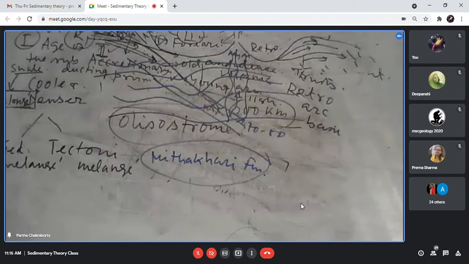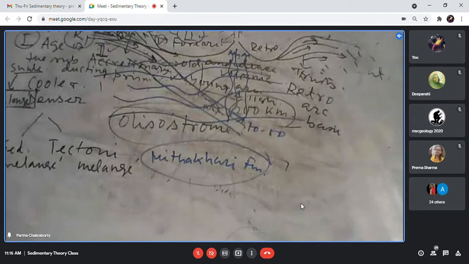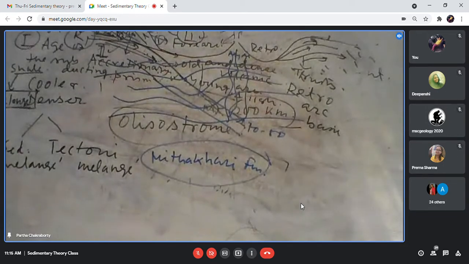Please read all these things. How do you distinguish between a mid-oceanic ridge ophiolite and a back-arc ophiolite? How do people do it? Both happen from volcanism. See, what is spreading? Basically the magma has to come out. That is what spreading is.